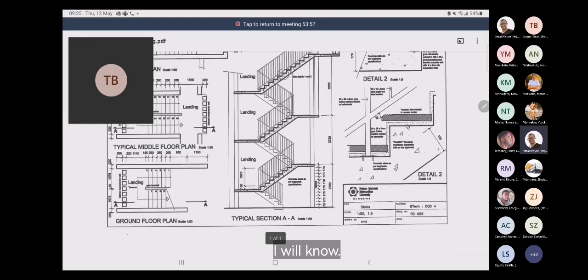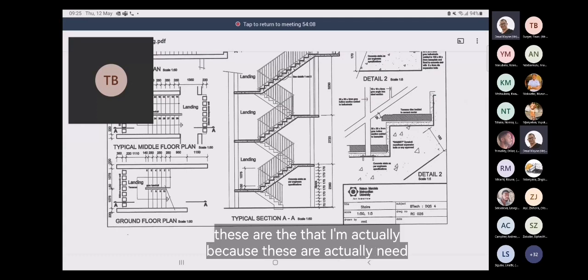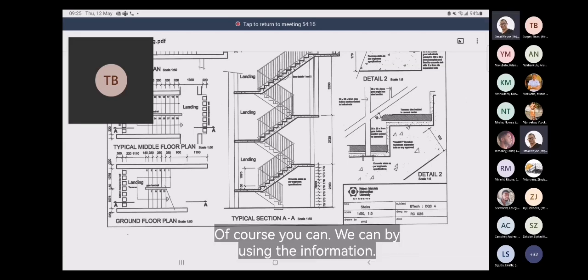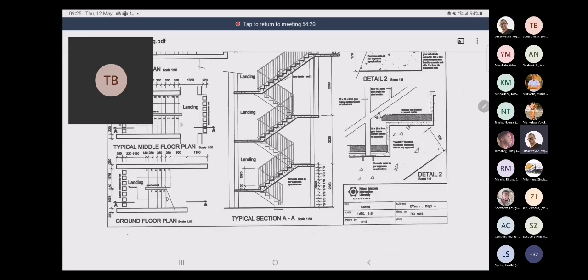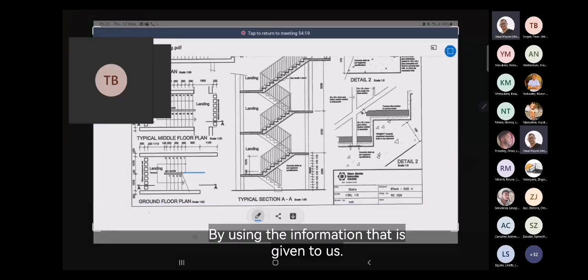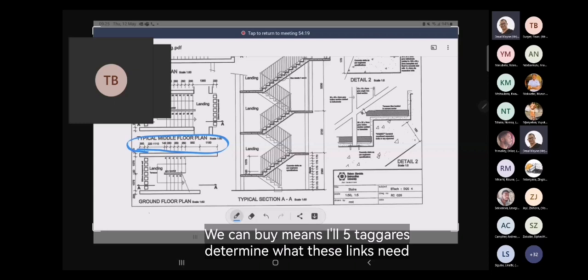It's a pity that we would now not be able to scale this, but you'll have to bear with me and trust me when I say that these are the dimensions, because these now actually need to be scaled, or of course we can, by using the information that is given to us over there. We can, by means of Pythagoras, determine what these lengths need to be.